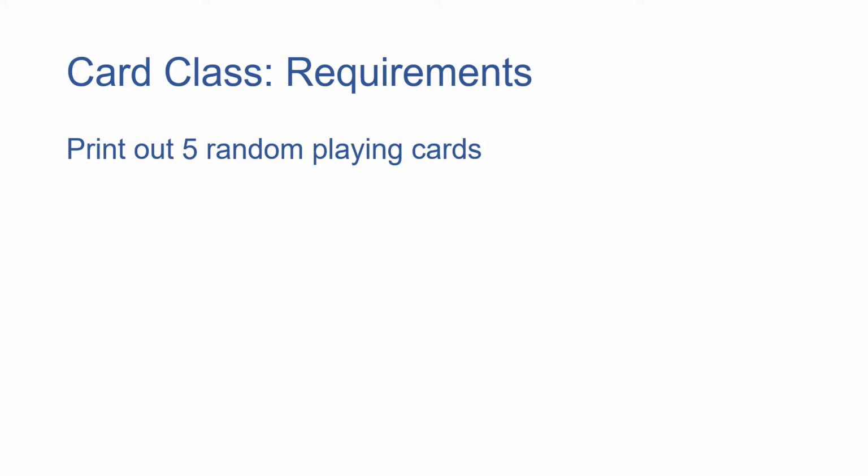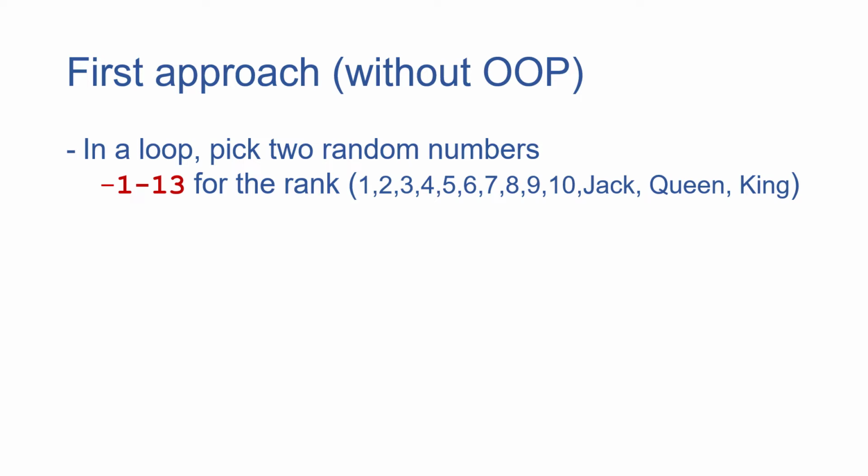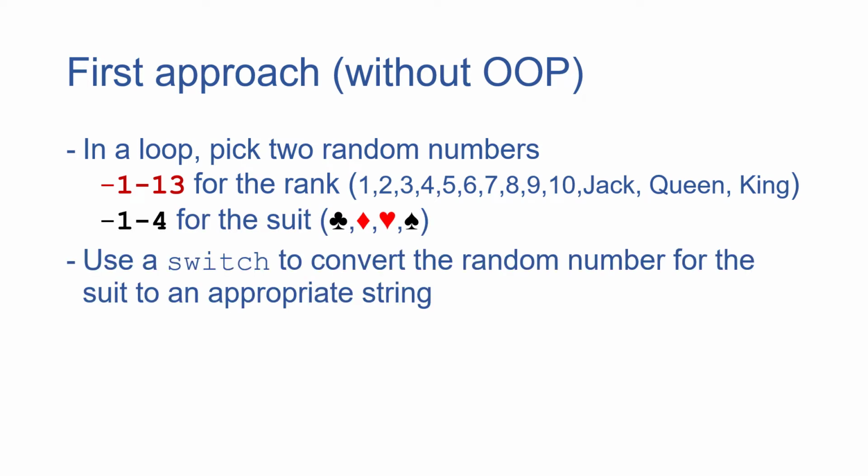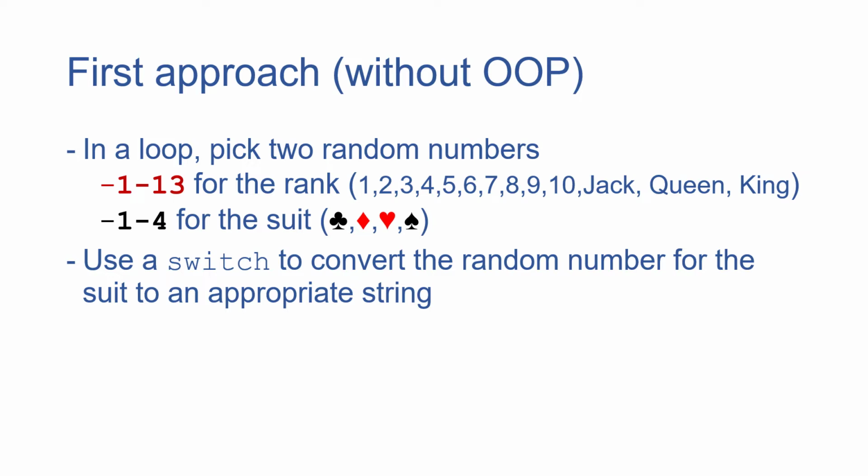So the requirements for this program are going to be to print out 5 random playing cards. Now your first initial idea for how to do this may be something like this. Pick 2 random numbers in a loop, 1 to 13 for the rank, and then 1 through 4 for the suit. Then use a switch to convert the random number for the suit into an appropriate string, because it would make sense to say you've picked a 4 of clubs or a 9 of spades, rather than a 5 of 2. And yes, the Jack, Queen, and King also create a separate issue, as does the Ace, but we'll see how to resolve that later in this video.